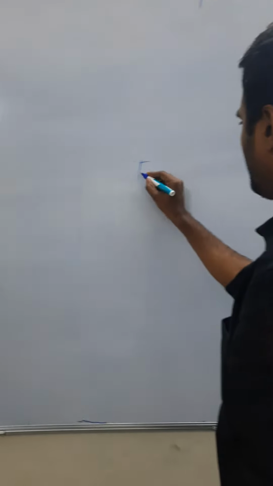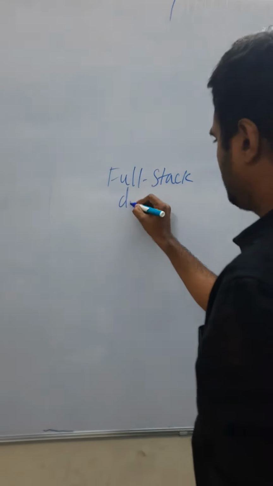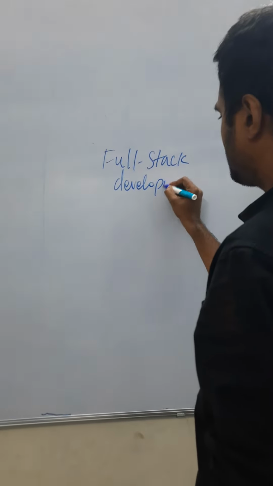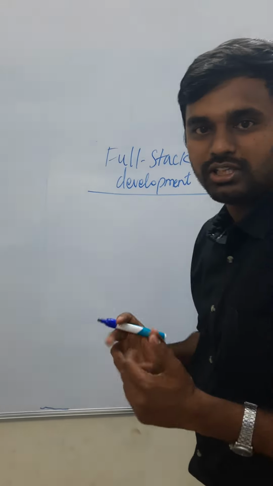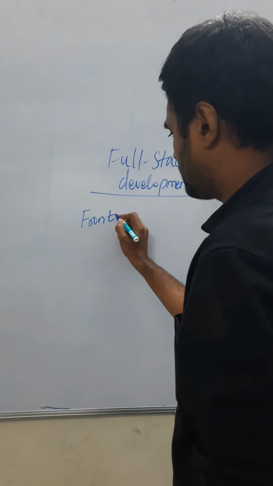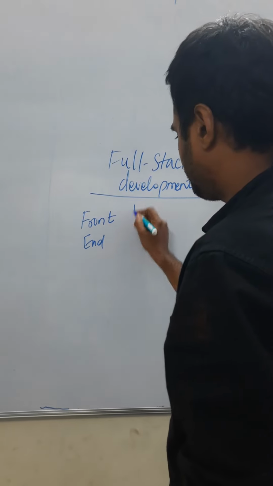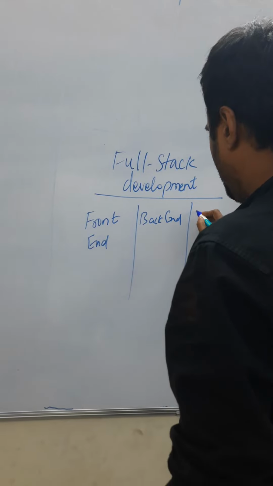So there is something called full stack development. This is right now in very high demand in the industry. So let's see what full stack development is. Full stack development consists of three parts: front end, back end, then database.